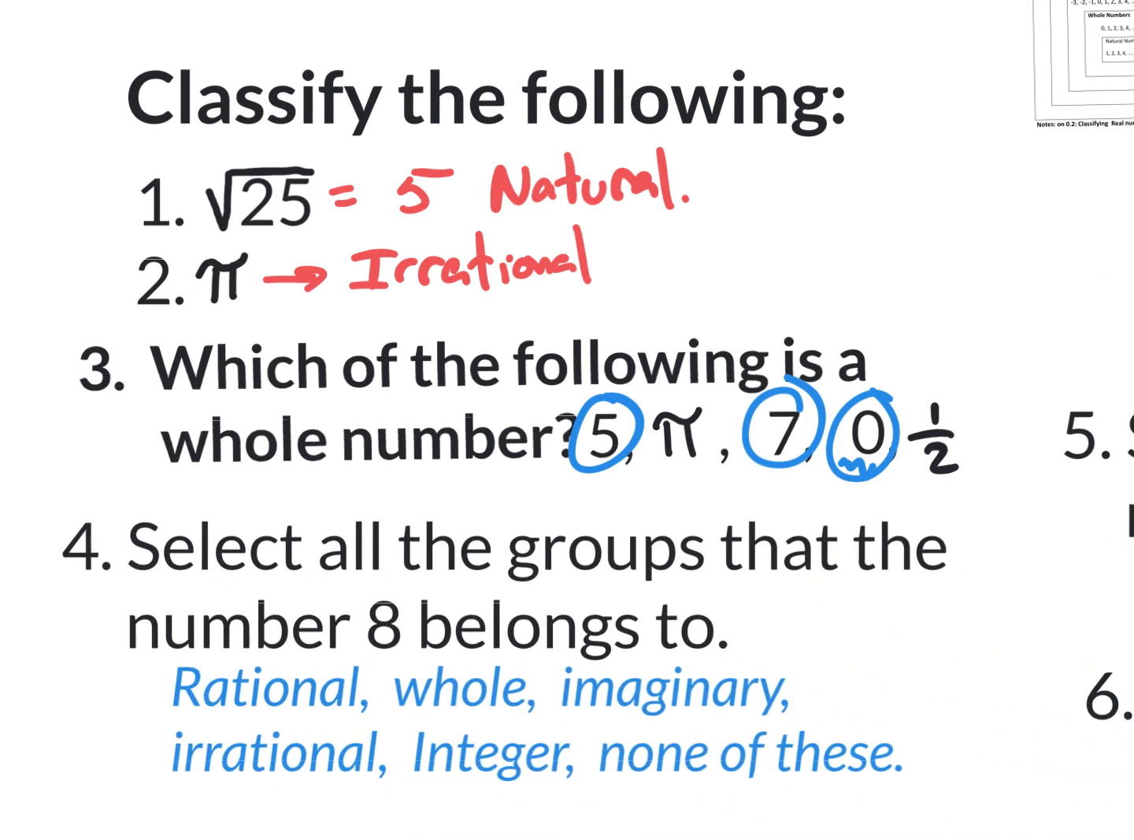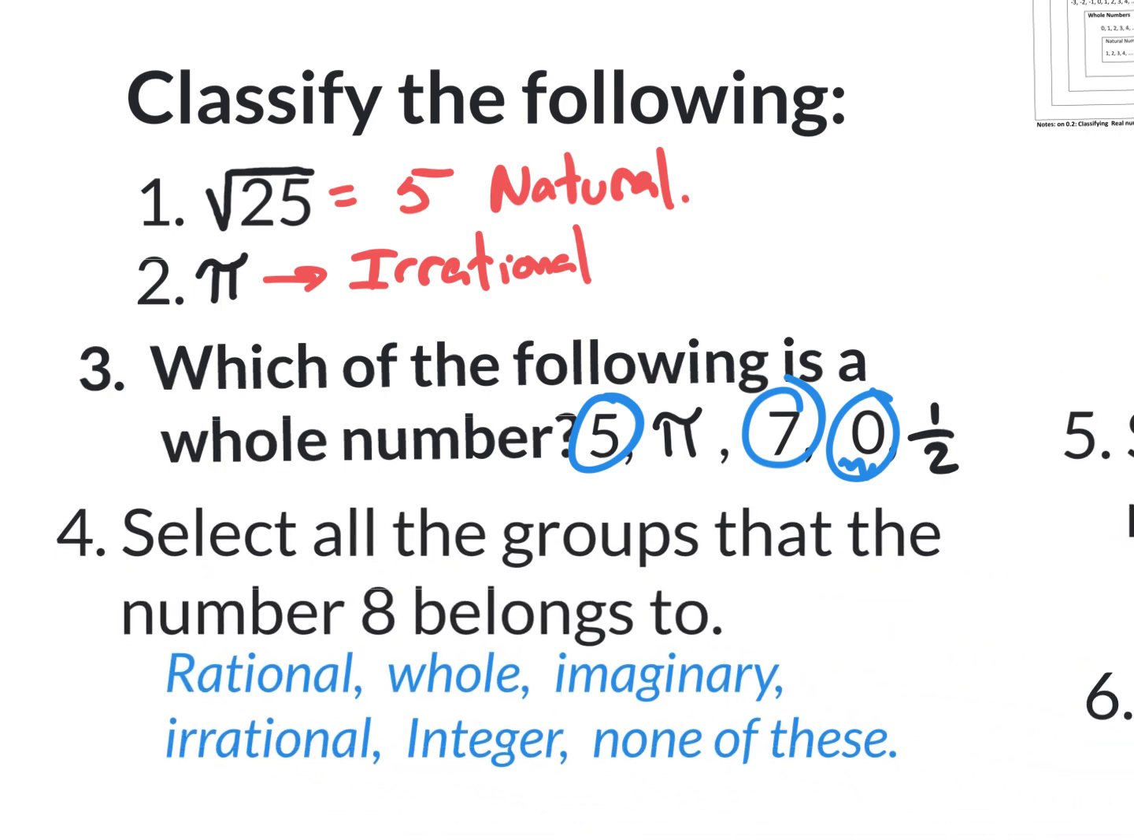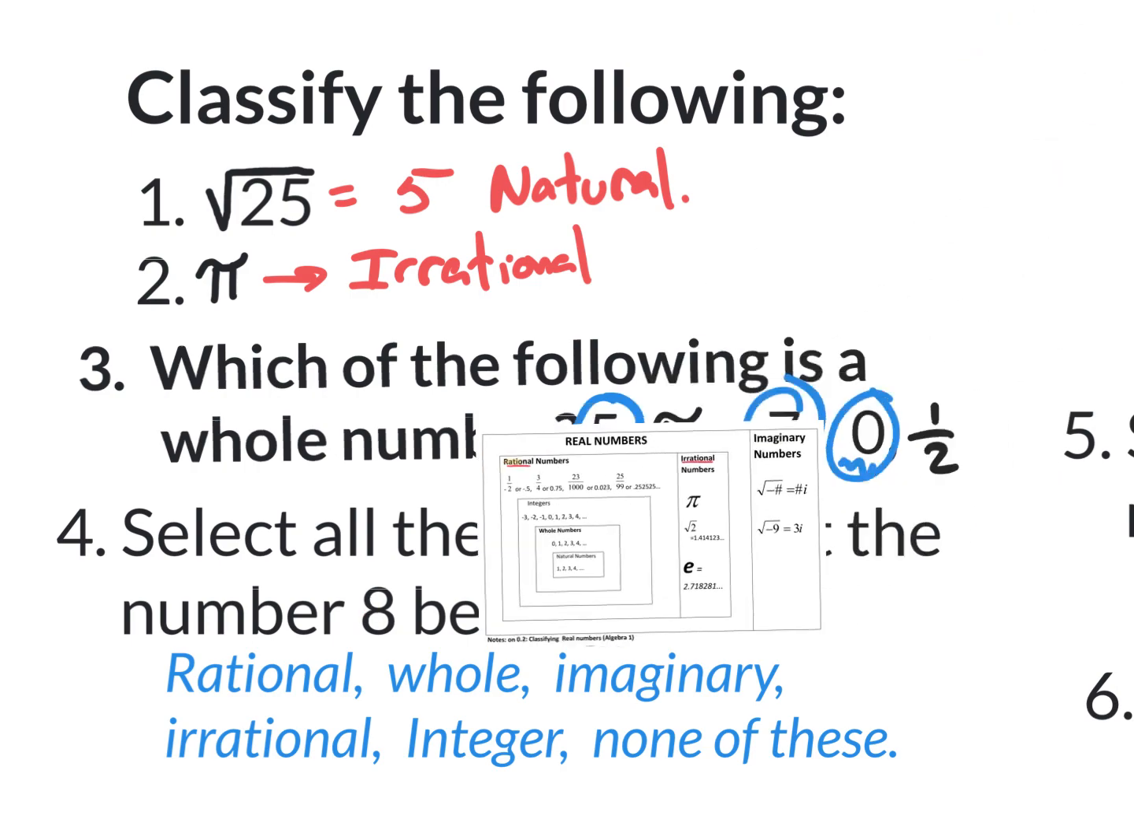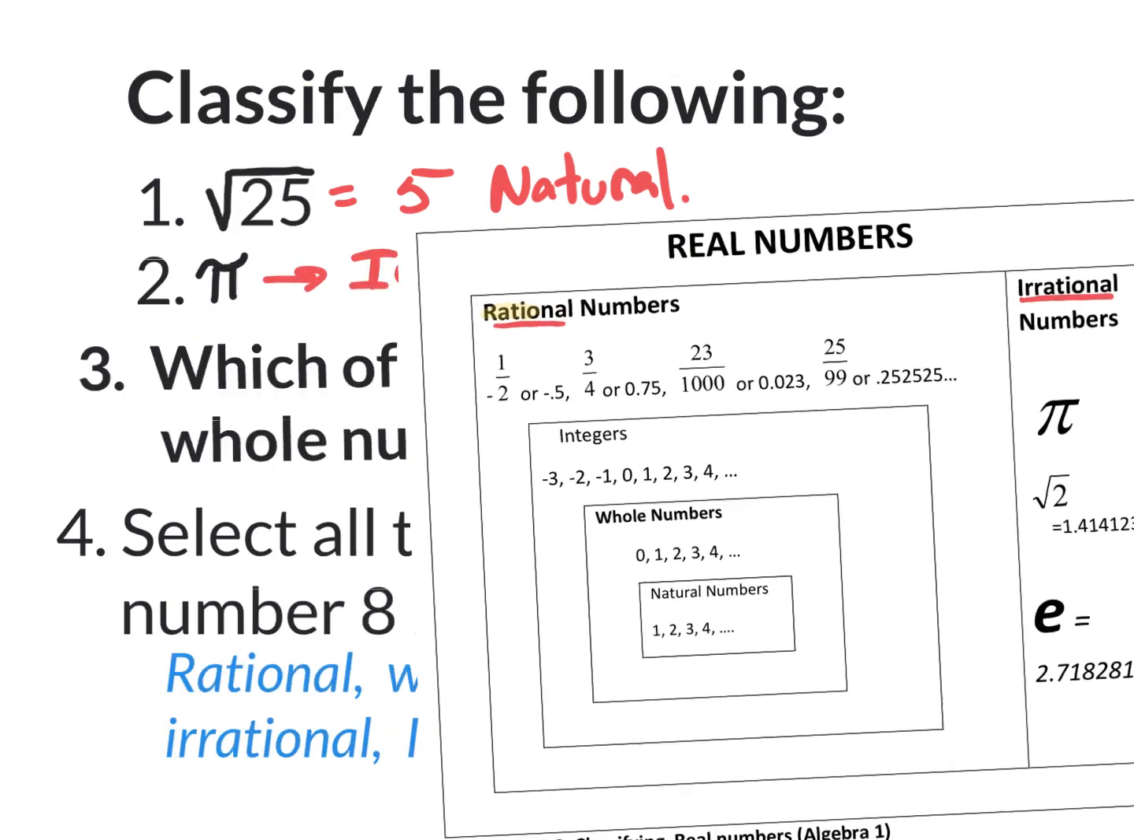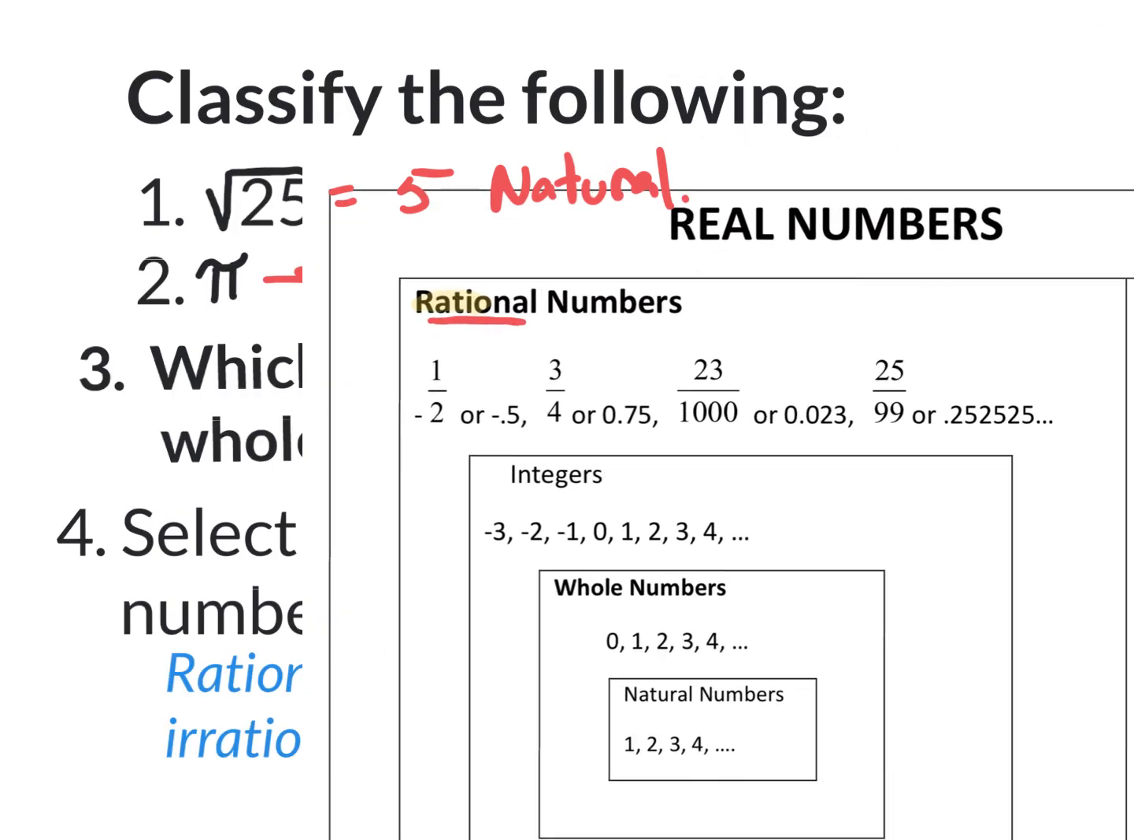Moving on, number 4. It says, select all the groups that the number 8 belongs to. Okay, so let's select all the groups that the number 8 belongs to. First of all, in my mind, I would like to go through this again, and I would just like to think about the number 8. Well, I know 8 is natural. I know 8 is also whole. It's an integer. It's rational. It's definitely not irrational. So 8 is all of these.